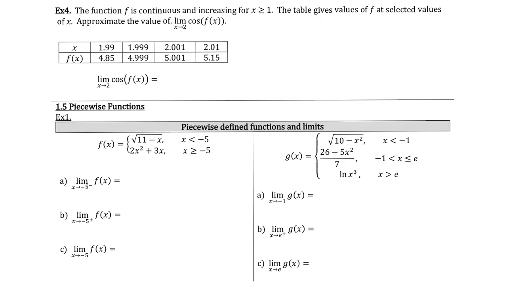Okay, so for example 4, the function f is continuous and increasing for x greater than or equal to 1. The table gives values of f at selected values of x. Approximate the value of the limit as x approaches 2 of the cosine of f of x. Okay, this looks weird only because of the cosine part. Now cosine is continuous, so I don't actually have to worry about discontinuities there. So are we going to make this a composition? Let's look at it the way it is actually.